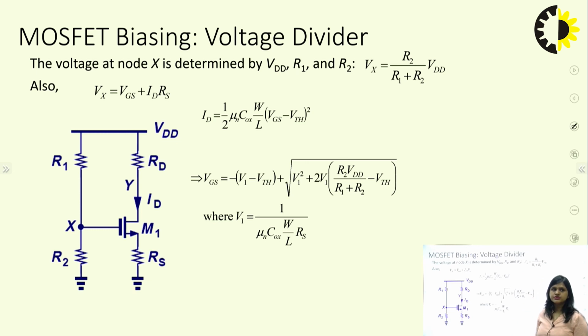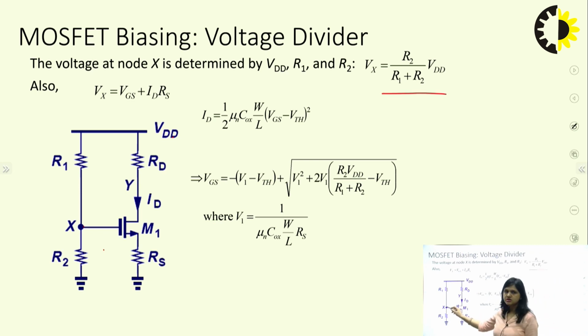And this is the most important biasing technique of MOSFET, which is known as voltage divider biasing. Here we have used a voltage divider network, which consists of R1 and R2, and VDD is used to bias the circuit. At the node X, we can determine the voltage. At this node X, Vx is represented by just applying the voltage divider rule: VDD multiplied by R2 divided by R1 plus R2 will be the value of this node, which is represented by Vx.